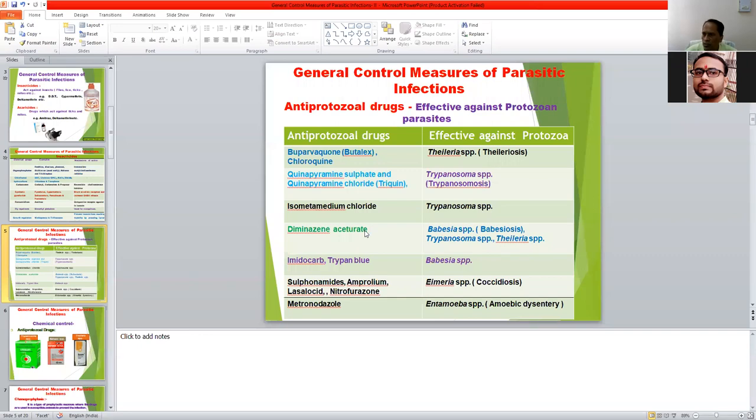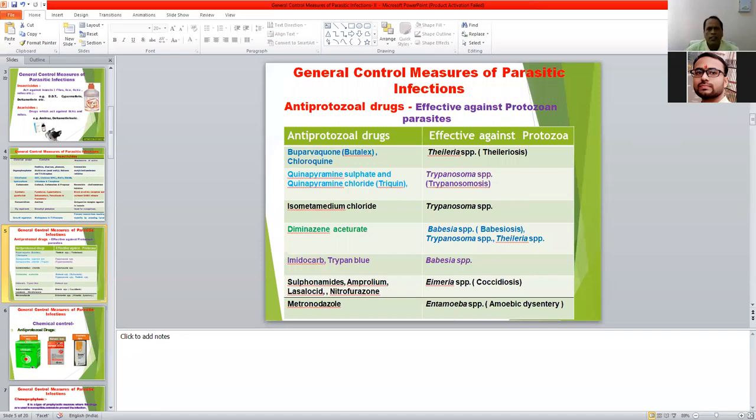Babesia causes the disease known as babesiosis, or red water disease, also called lal pesab, because the urine becomes coffee colored. This is because hemolysis of RBCs occurs during Babesia infection and hemoglobin is excreted through the urine, leading to coffee-colored urine. Babesia is also an intracellular parasite, found in pairs or singly or more in number inside the RBC. Another drug effective against Babesia species is imidocarb, and trypan blue is also effective.